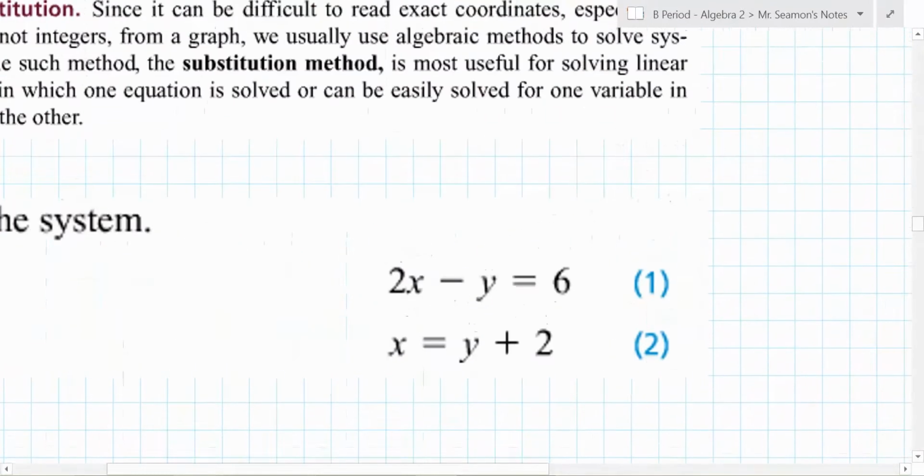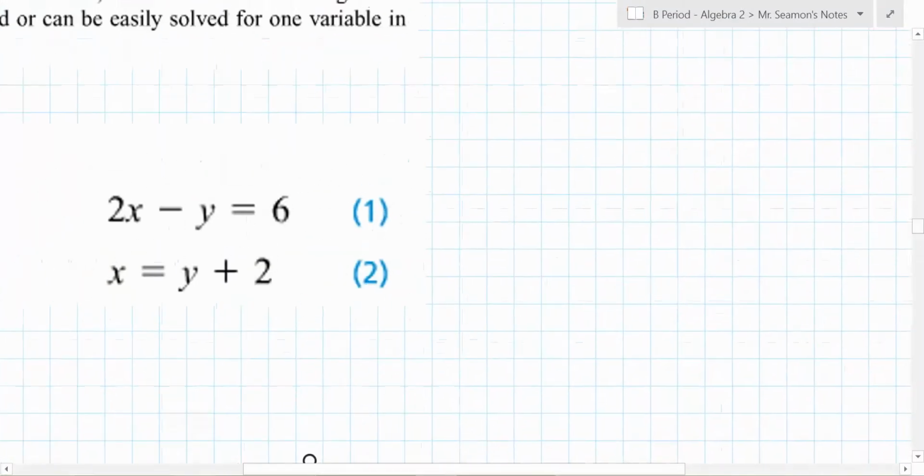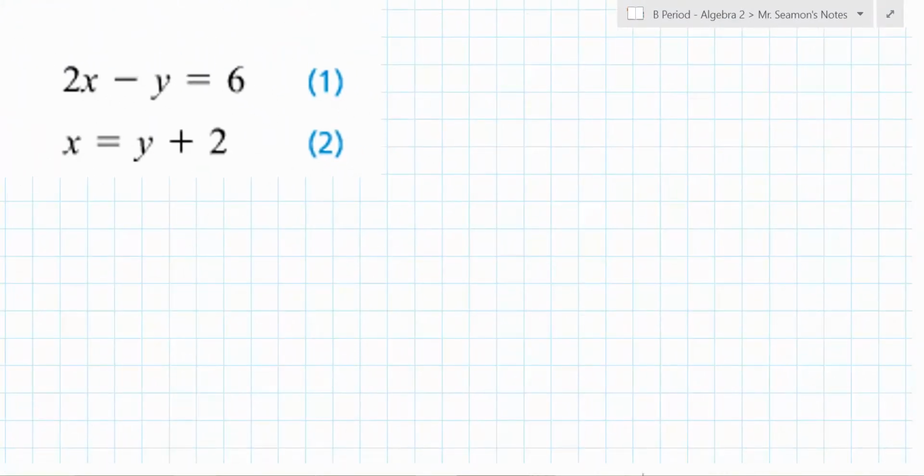So let's try this one. Solve that one for me right there. Go ahead. Great. So check your answer.